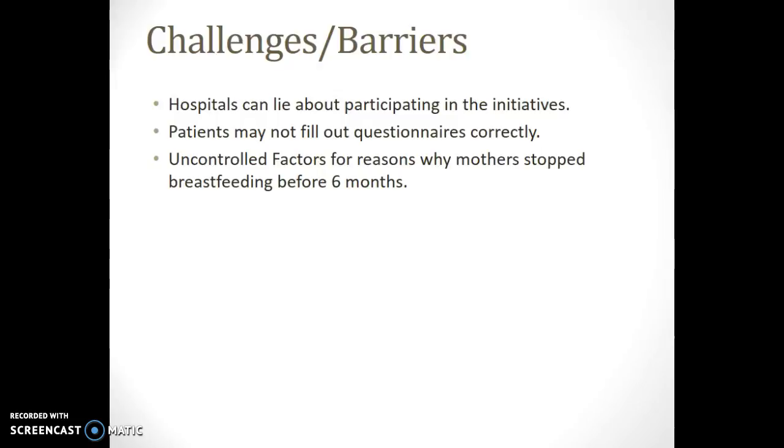There are also uncontrolled factors for why mothers stop breastfeeding before 6 months. Some women might not be able to produce enough milk for their child, so they may have to stop breastfeeding even though they want to, or they may have to go back to work and work long hours, so they're not around their child and their milk dries up because they can't pump while they're at work.